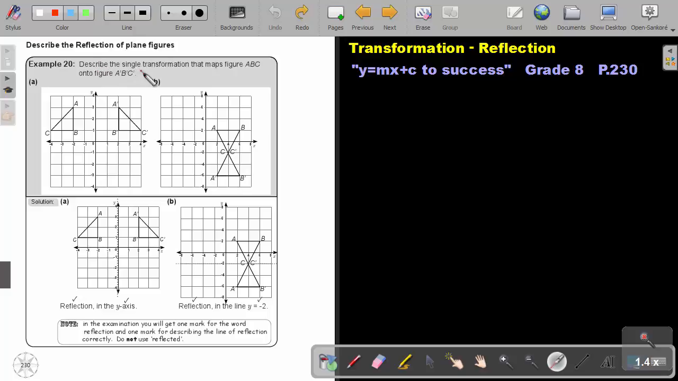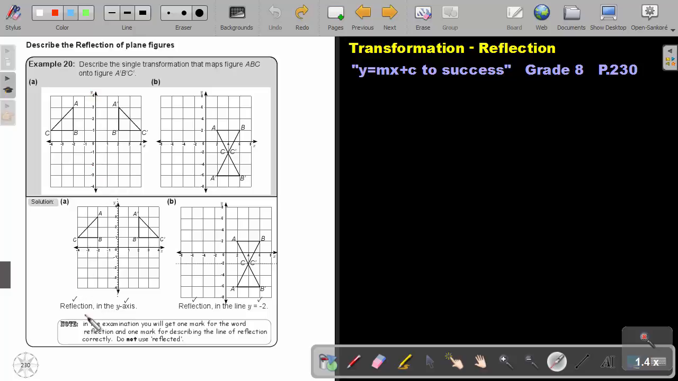So describe the single transformation that maps figure ABC into figure A prime, B prime, C prime. So this one into this one. Now, first you must determine what is the middle point. So if I count 1, 2, 3, 4, the middle will be 2. That will be the middle. That will be the line of symmetry. And that's on the y-axis.